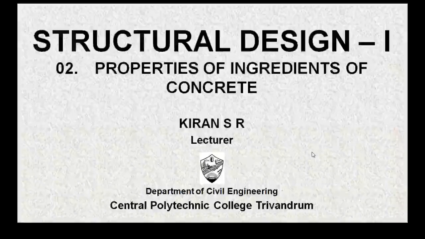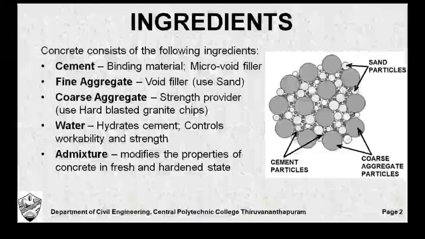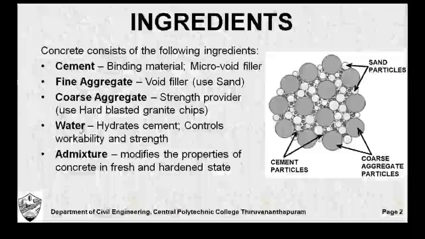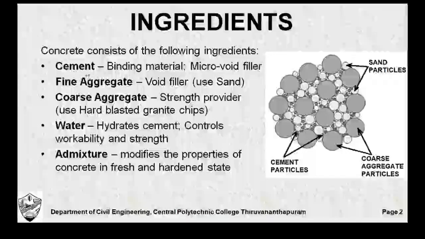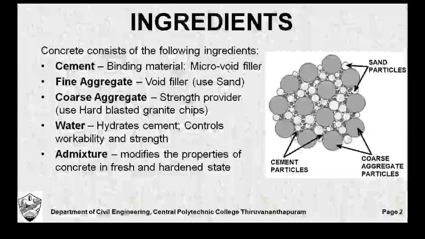Properties of ingredients of concrete. The following are the ingredients of concrete: cement, fine aggregate, coarse aggregate, water, and admixtures. Cement is generally used as the binding material. It is also used to fill the micro voids in concrete.